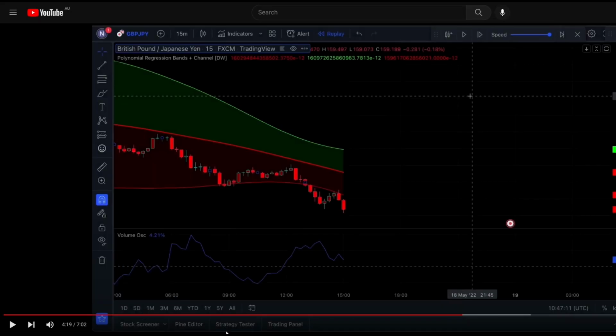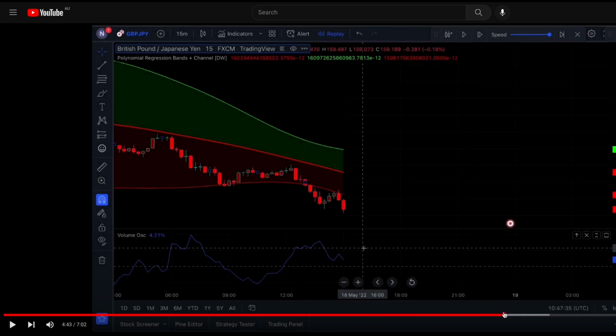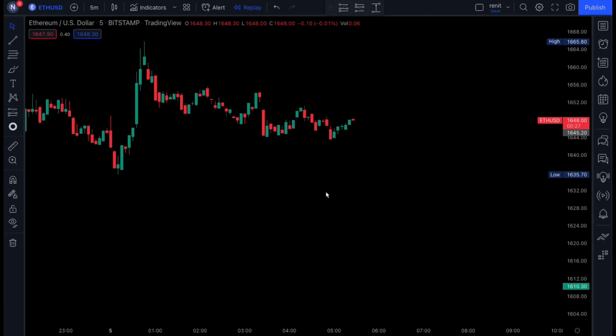Now I have to add, make sure you watch the video in its entirety if you plan on using this strategy, as there are many key points throughout the video. Okay, let's jump into TradingView. So you're currently looking at Ethereum USD on a 5-minute time frame. Now we do need to build our setup first before we get into the rules of the strategy.